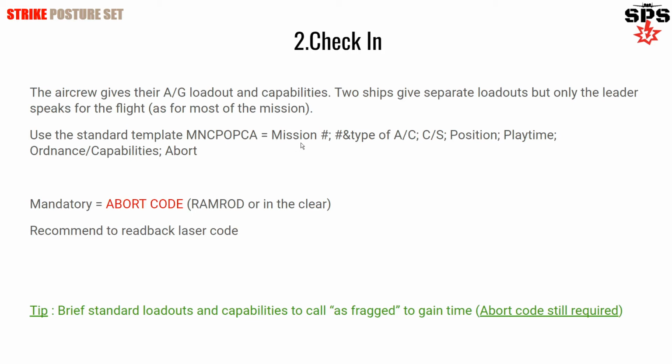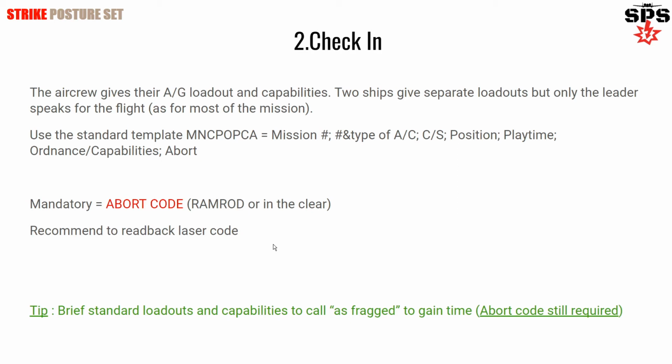So those are all the items required: the mission number, the number and type of aircraft, call sign, position, playtime, ordnance, capabilities, and then the abort, which is mandatory. Can be, as I said, with a ramrod code or in the clear, or some people will say getaway. That means you can say abort 3 times, it will work.